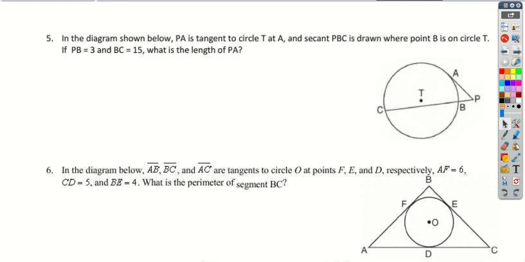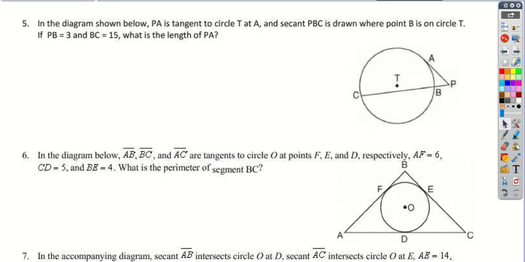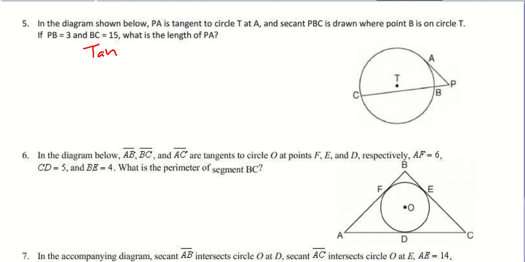All right, on to number 5. So we're trying to find the length of PA. It happened again, okay? So this is a tangent and a secant. So remember that whenever we see the tangent, we're going to think tangent squared. And if we see the secant, we're going to think outside times the whole segment, okay?